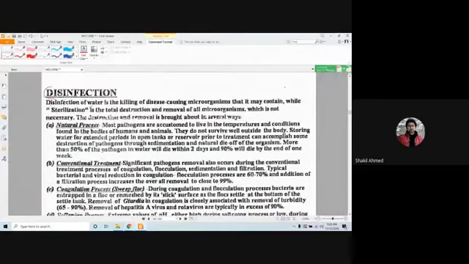So disinfection of water is the killing of disease-causing microorganisms, and disease-causing microorganisms are pathogens. Not all kinds of microorganisms. There are also beneficial microorganisms which are beneficial to our health, our body. We are not killing them. We are killing the disease-causing microorganisms, and that's pathogens, right?